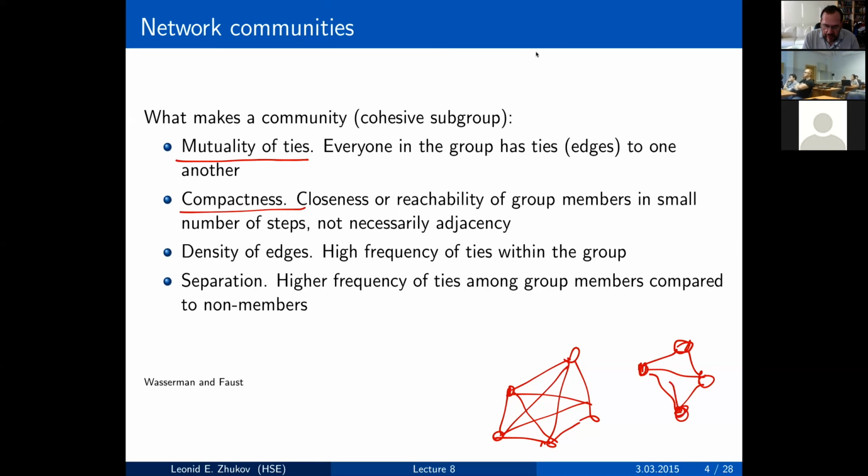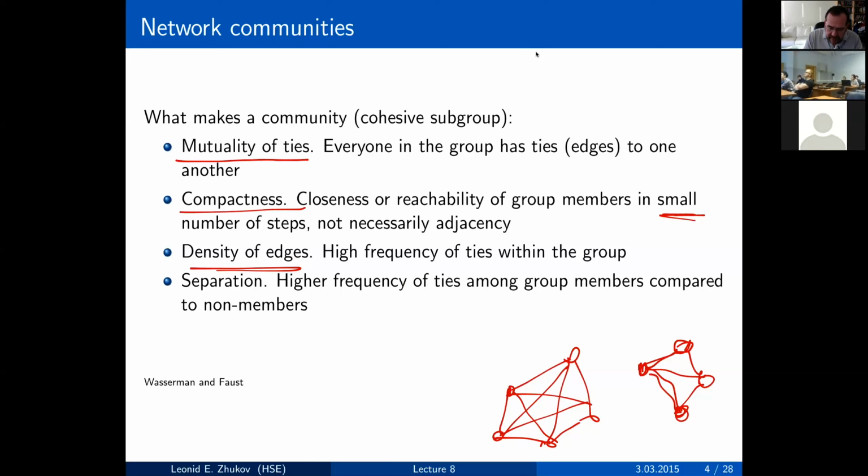For example, from here to here, we get in 2 steps. But again, it's a small number of steps. And then the other sort of thing that we detect looking at the graph on the first slide was pretty much density of edges, right? So there is a high frequency of density of ties within the group, and it is high compared to the frequency of ties among different group members or compared to non-members.